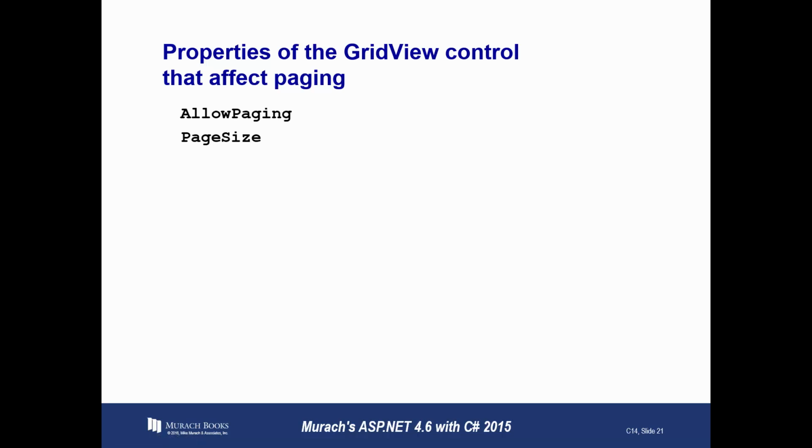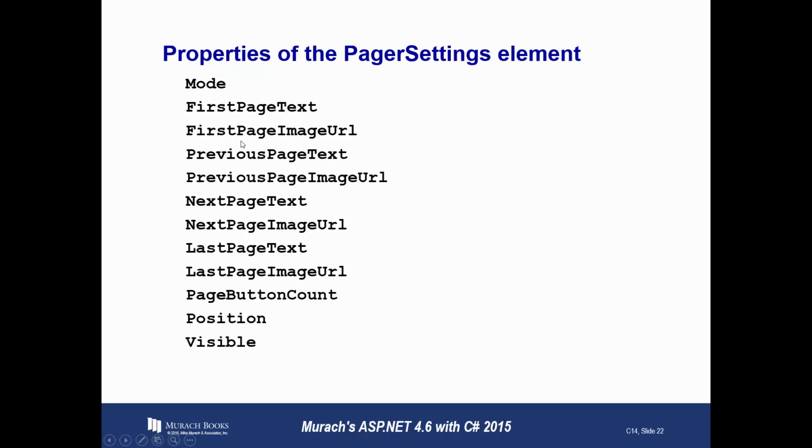So the allow paging property, if it's set to true, allows paging. The page size is the number of rows you want to display on each page. The default is 10. The properties for the pager settings element, this is the chart that's shown on 499 in the book, are mode, which controls what buttons are displayed in the page area. First page text, which is the text to display on the first page button. By default, it gives you that double less than sign.